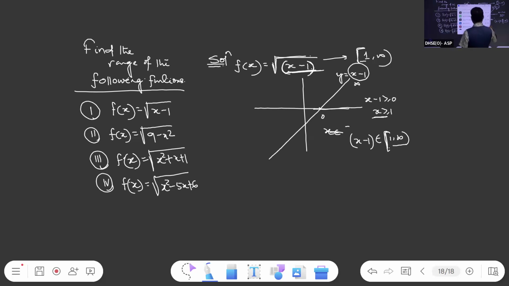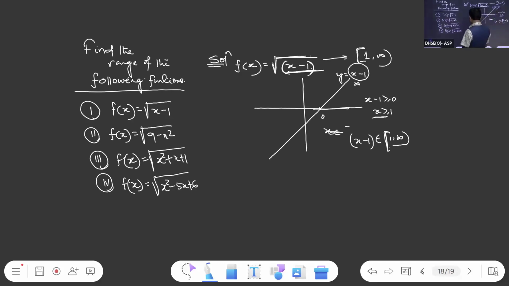Write in the chat box, is it clear? Nandini? Class should be interactive. Otherwise, I will not know whether you understood or didn't understand. Okay. Then come to the next question.